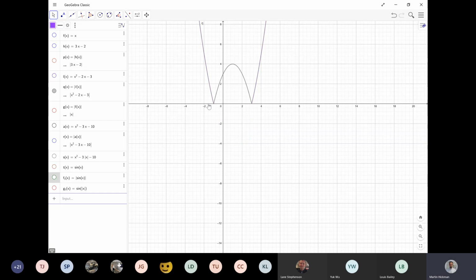Now, for x less than -1, we were getting positive values anyway. And for x greater than 3, we were getting positive values as well. So the graph remains unchanged for x less than -1 or x greater than 3. However, what's happening between -1 and 3? Before, you got negative values, but now because it's in the modulus, those negative values become positive values.